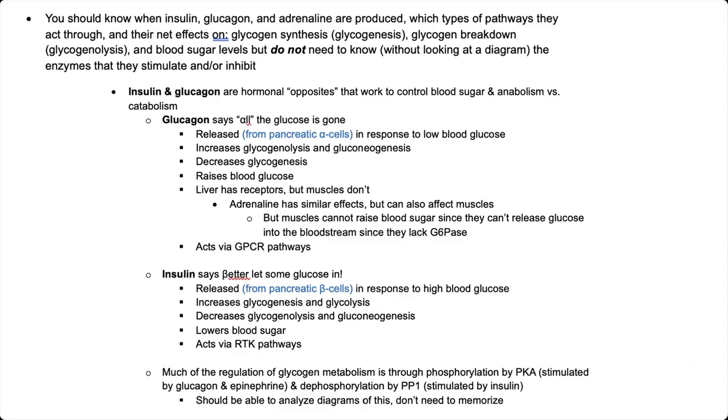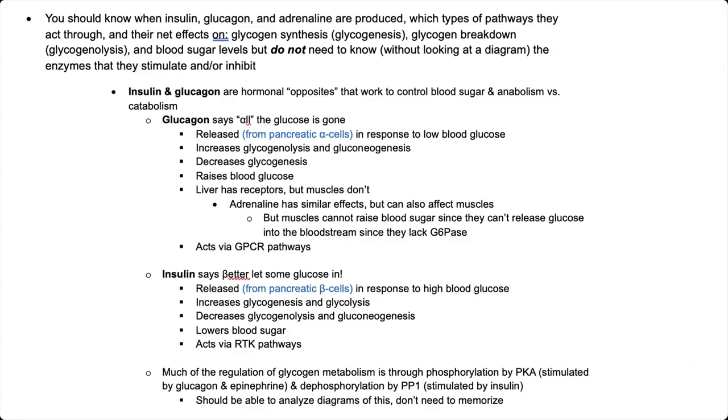And then insulin, it's going to say better let some glucose in, so it's released in response to high blood sugar. It's going to trigger signaling through these RTK pathways, so receptor tyrosine kinase pathways. And that's going to increase glycogenesis, so take in the glucose, link it up to form glycogen, and glycolysis. And so break down the glucose and use it for energy and then make things out of it.